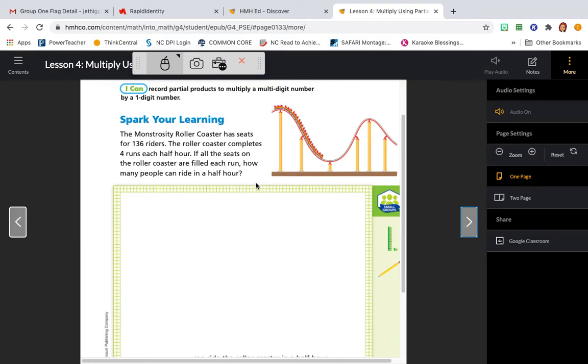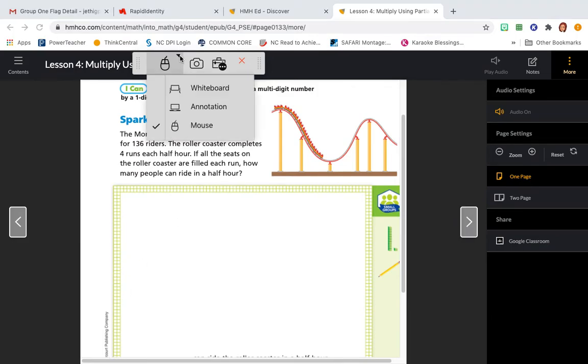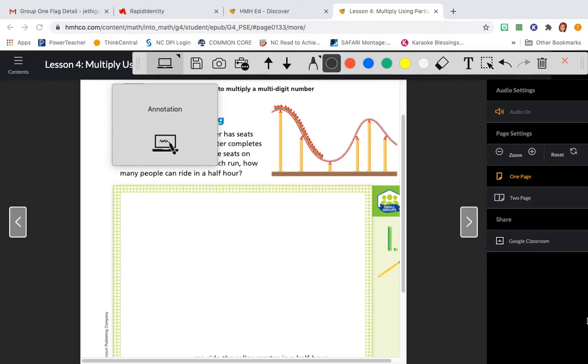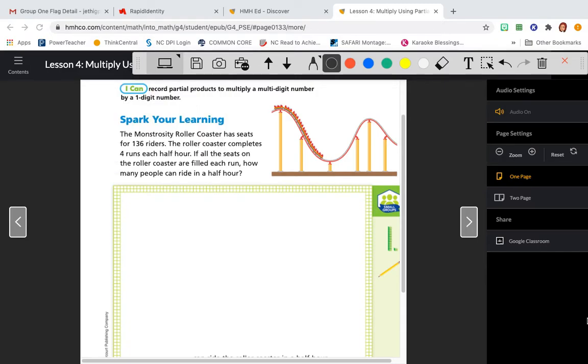Page 113 in your math workbook. So let's go to page 113 together. The Monstrosity roller coaster has seats for 136 riders. The roller coaster completes 4 runs each half hour. If all the seats on the roller coaster are filled each run, how many people can ride in a half hour?